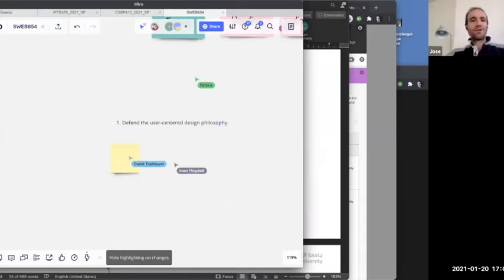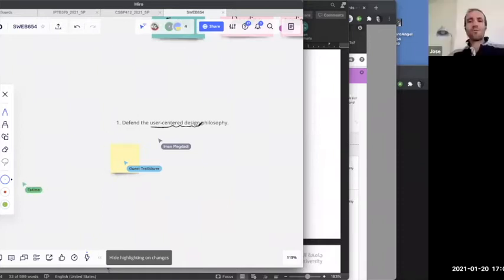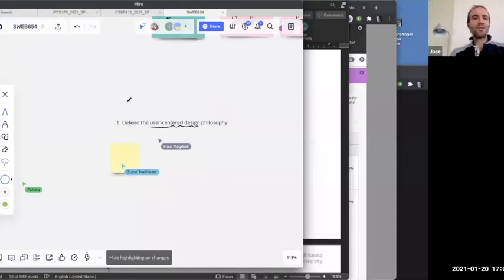Have you heard the sentence user-centered design before? Yes? No? Yes. Excellent. So remember the rules. If you speak, you say your name first and then you speak. Khalfan. So tell us, what does this mean?